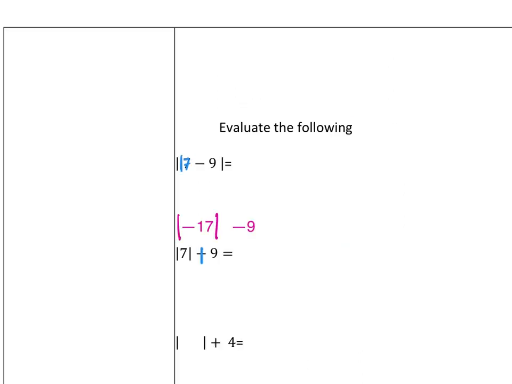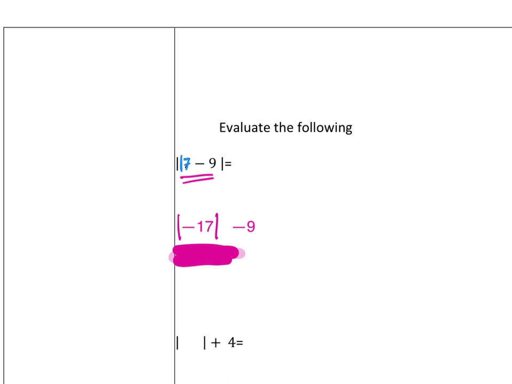Okay, so let's adjust these a little bit, because you don't know how to do this yet, how to take 7 minus 9. So just put a 1 in front of there. And then what we're going to do is make this one change also. So we're going to change this one over. Just forget that. Okay, and rewrite it as the absolute value of negative 17 minus 9.